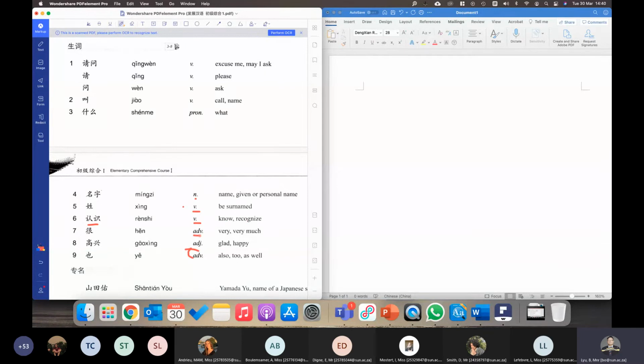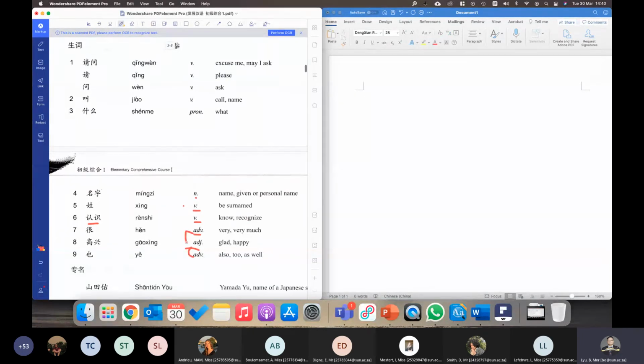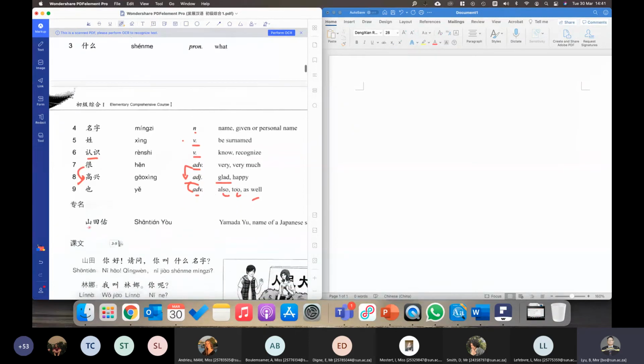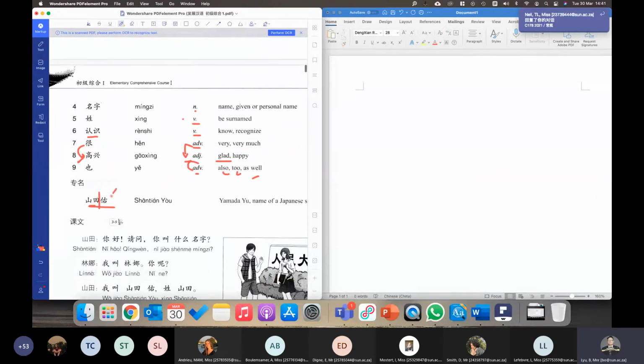很 is an adverb, adding the degree to the adjective in this context of lesson 3. 高兴 means happy. 很高兴 means very happy. 也: yeah, an adverb again, meaning also, as well. 山田佑 is the name of that Japanese guy within the story. In this name, 山田 is his surname and 佑 is his given name.